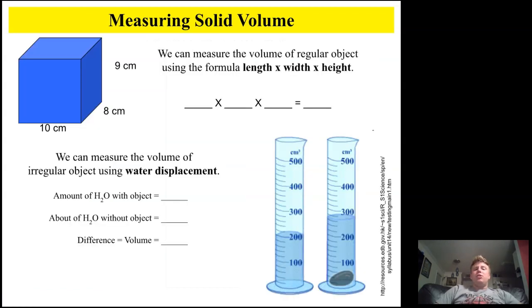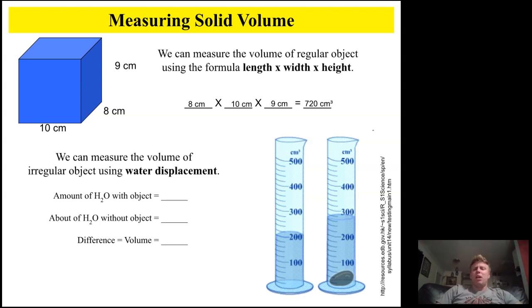Now, when measuring solid volume, you can actually use liquid to measure it. When you find a volume of a regular object like a cube, all you need to do is multiply length times width times height. If we were to do that for the cube to the left, we would take 8 centimeters, times it by 10 centimeters, times that by 9 centimeters, and get a total of 720 cubic centimeters.